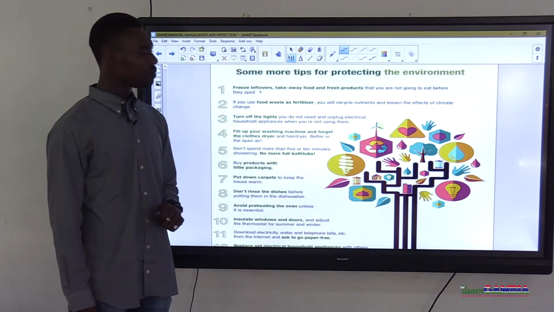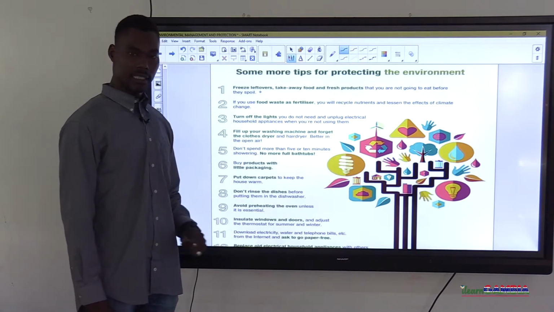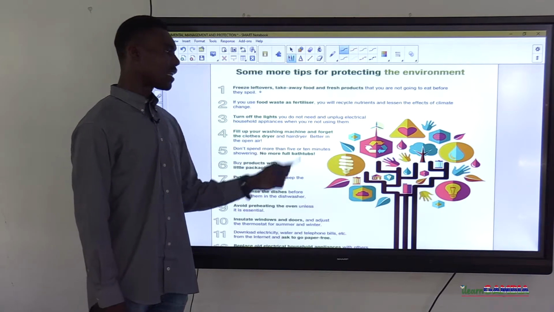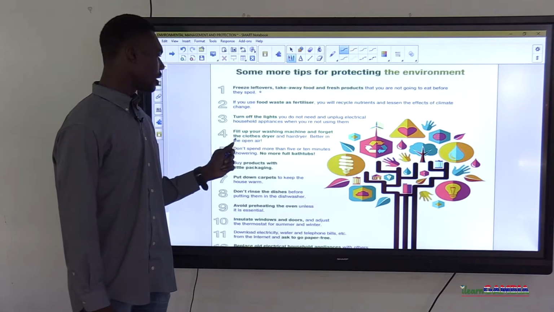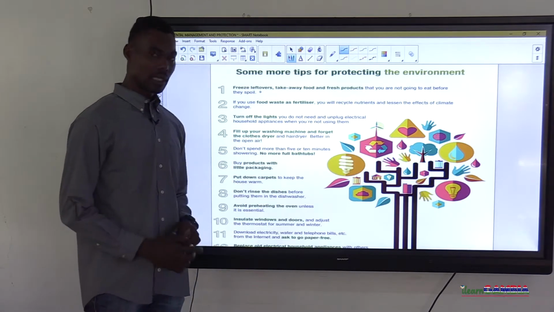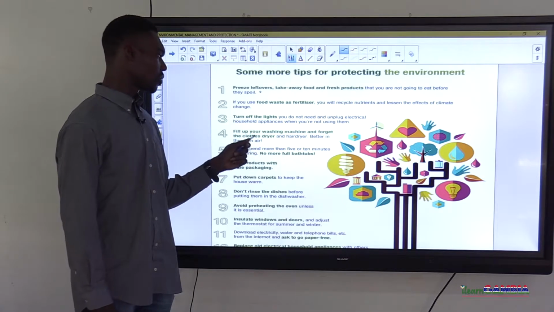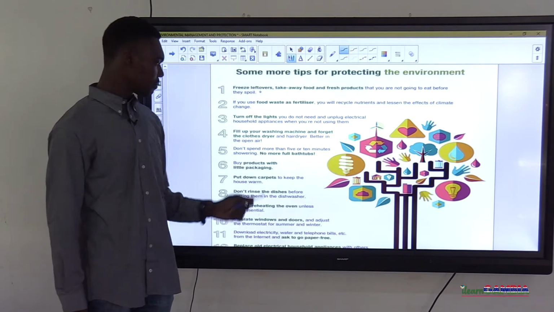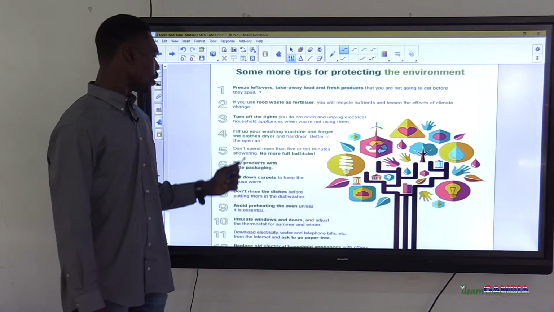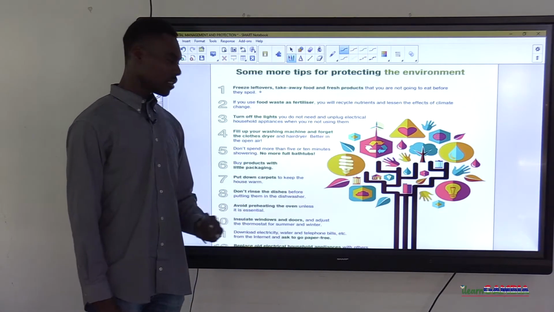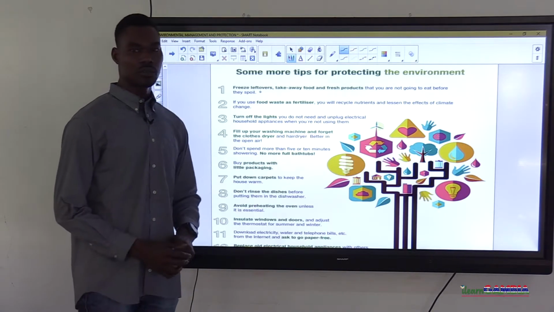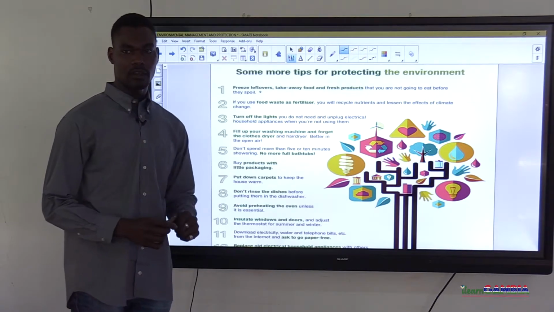Point 4, fill up your washing machine and forget the clothes dryer and hair dryer. What is better is to dry in the open air. Point 5, don't spend more than 5 or 10 minutes showering. No more full bathtubs. That is to minimize the amount of water we use.